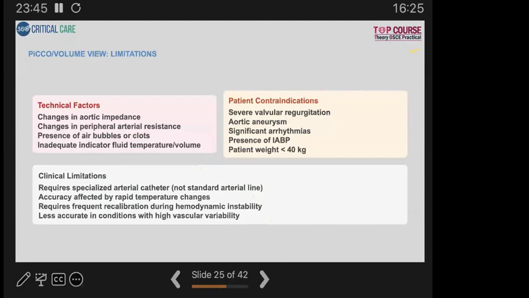What could the patient contraindications be? If the patient is having severe valvular regurgitation, aortic aneurysm, significant arrhythmias, presence of an IABP, or if the patient weight is less than 40 kg, then usually it is contraindicated.